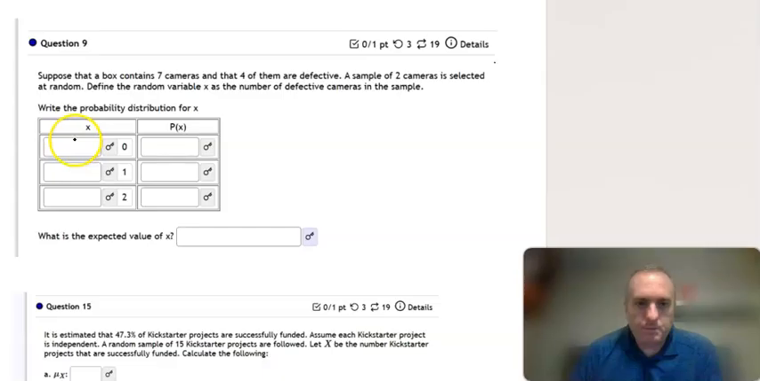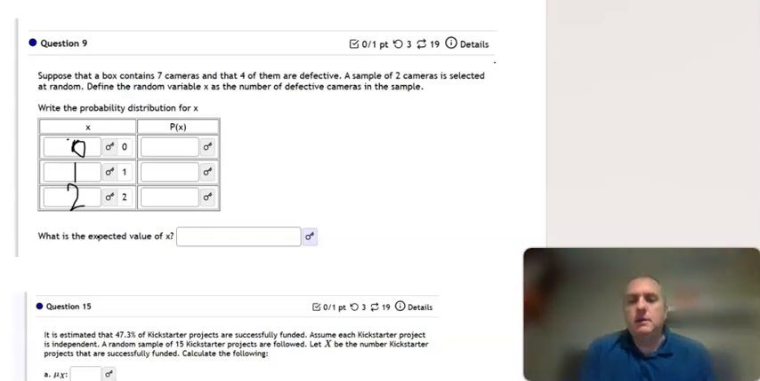Let's see. So maybe I need to click on draw here. There it goes. So 0, 1, and 2 are my possible outcomes here.